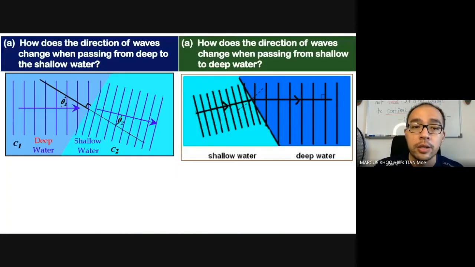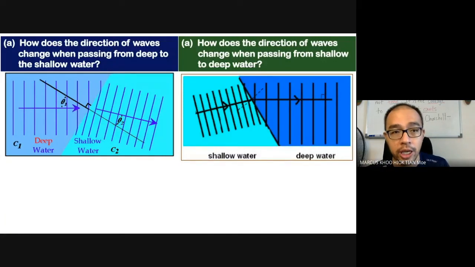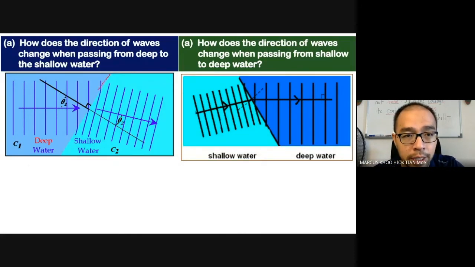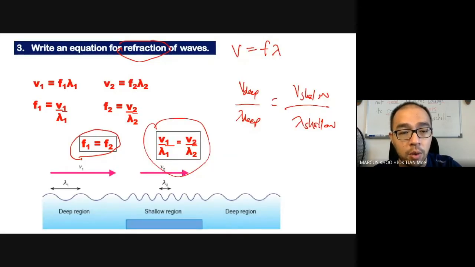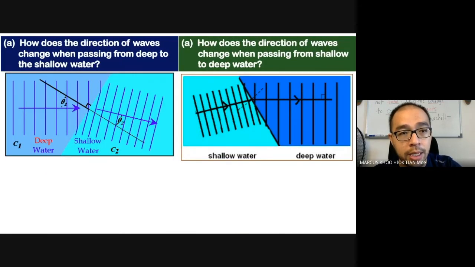Next, how does the direction of the water waves change when passing from the deep to the shallow water? Let's say this is a boundary. Think of this picture: the water moving from the deep and then to the shallow, but now I put the boundary over here. Let's say the wave is coming in this direction. Now at the boundary, there is going to be this line, which is perpendicular to the boundary, which we call a normal line.